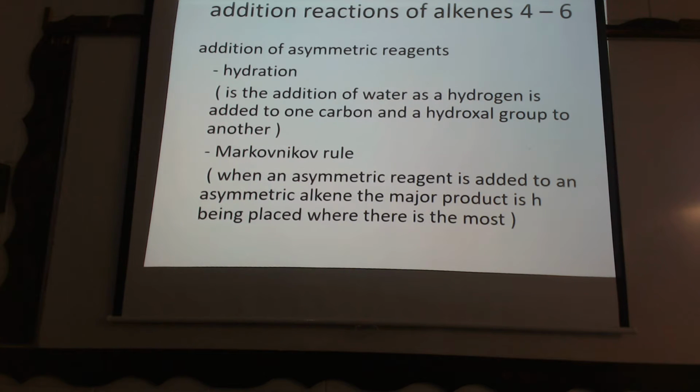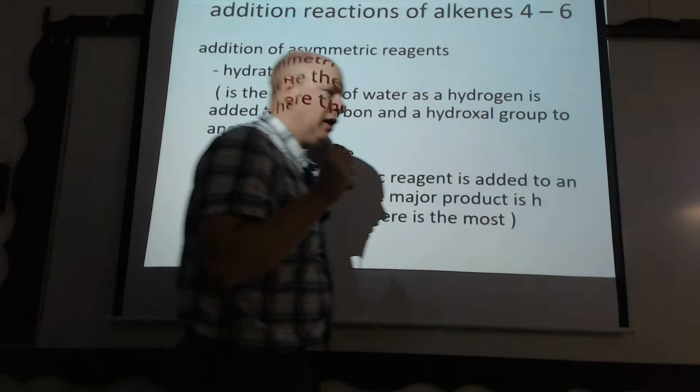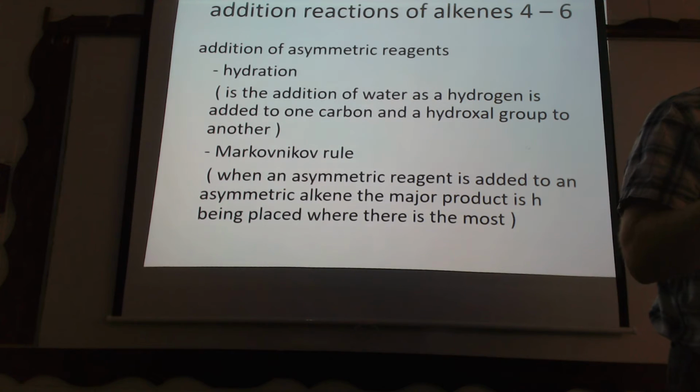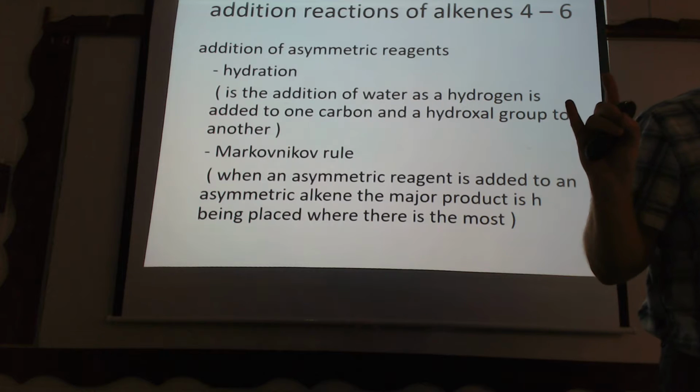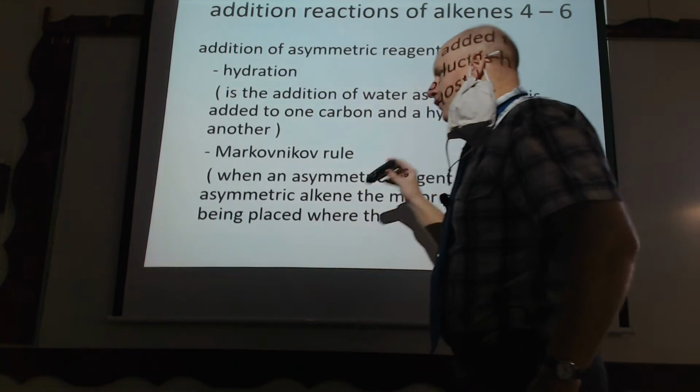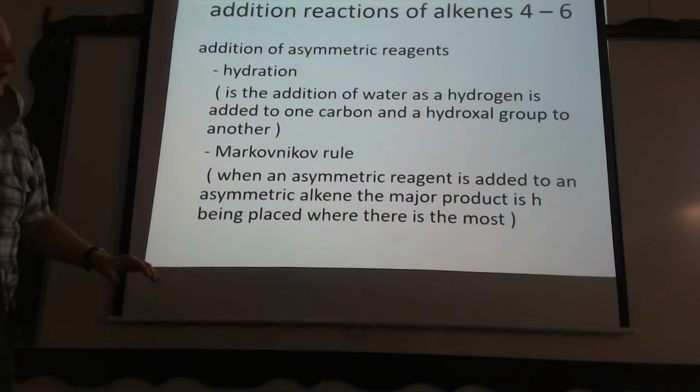Are you always going to have a major and a minor product when it comes to having an asymmetrical reagent? The answer is no. But how do you know you're going to have two products when it comes to an asymmetrical reagent, just in general terms? Something about a double bond. So if it's in the middle, it'll give you two products, but is it going to give you a major and a minor? No, it will not. Okay? So the conditions have to be just right to have a major and a minor product.